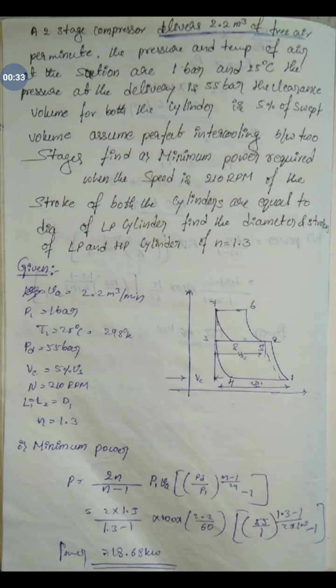It is given that a two-stage compressor delivers 2.2 meter cube of free air per minute. The pressure and temperature of air at the suction are 1 bar and 25 degrees centigrade. The pressure at delivery is 55 bar. The clearance volume for both the cylinders is 5% of swept volume.